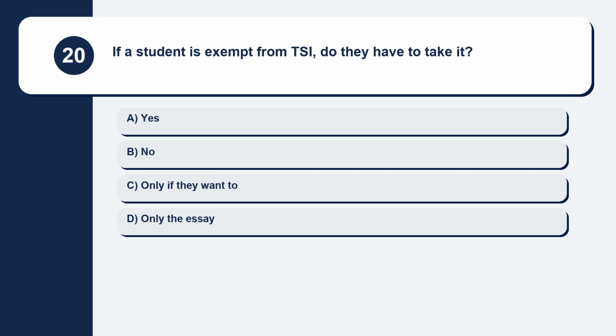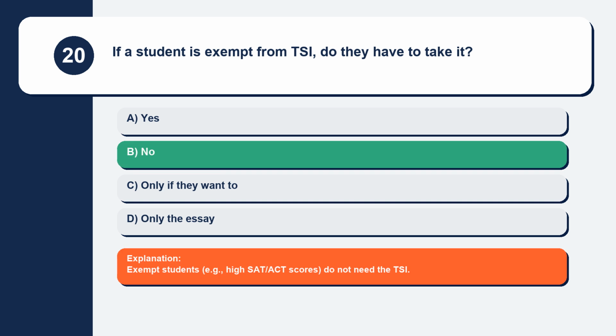Question 20. If a student is exempt from TSI, do they have to take it? Yes. No. Only if they want to. Only the essay. Exempt students, for example those with high SAT or ACT scores, do not need the TSI.